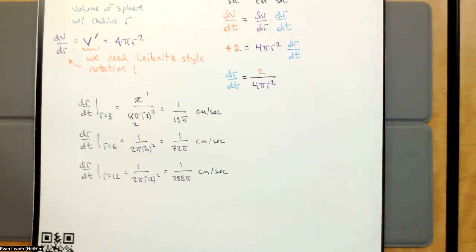This is why I didn't just grab my calculator and figure out what these numbers are, because now we can see that doubling the radius cuts the rate at which the radius is increasing by a fourth, as we go from 18 to 72, and then from 72 to 288. Or we could just see it, 1 over 2 pi r squared. So if I double r, that's going to divide the rate with respect to time by 4.